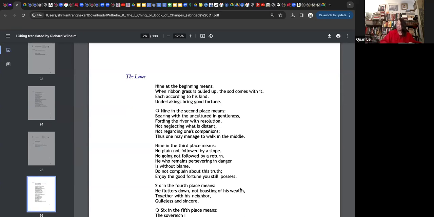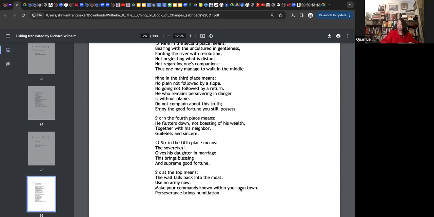Six in the fourth place means, let's not forget that the fourth place is the first line of the upper trigram. So six means a broken line, right? He flutters down, not boasting of his wealth, together with his neighbor, guileless and sincere, okay? Let's not forget that it's not for nothing that I chose hexagram number 11, because hexagram number 11 gives a basic definition. Line 4 epistemologically corresponds to the timeless form of beauty, Yi in Chinese, but Yi means justice, meaning the highest form of beauty, corresponding to the powers of the mind capable of upholding justice in time. So here, together with his neighbor, guileless and sincere, is a definite possible definition of justice among many possible definitions of justice.